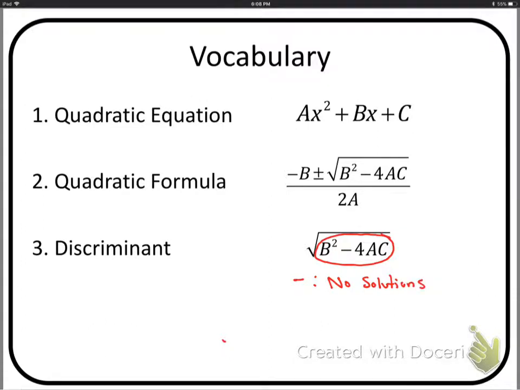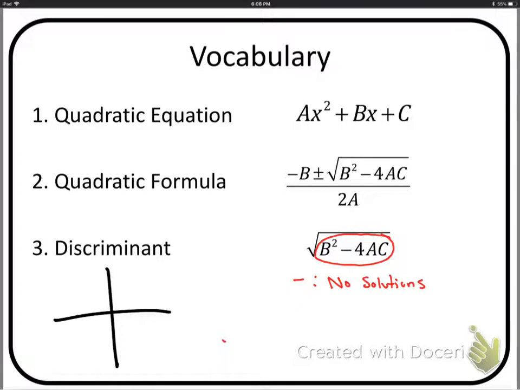If we look at a graph, it's going to be a parabola because these are quadratic. No x-intercepts means our graph is going to look something like this, where the vertex is above the x-axis and it never crosses the x-axis because this opens upward. So that would be no solution, and that's if the discriminant is negative.